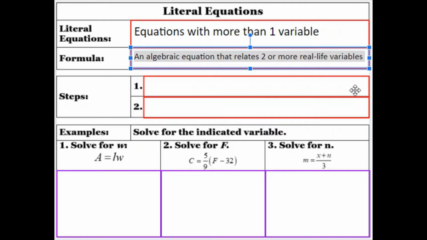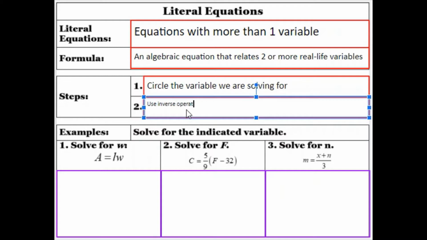All right, what are our steps for solving literal equations? The first thing you want to do is circle the variable we are solving for. So again, in a literal equation, there's multiple variables, so you need to make sure to keep track of which variable you want to solve for. And then step 2 is use inverse operations to isolate the circled variable.